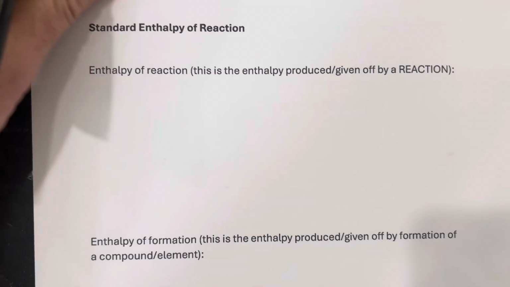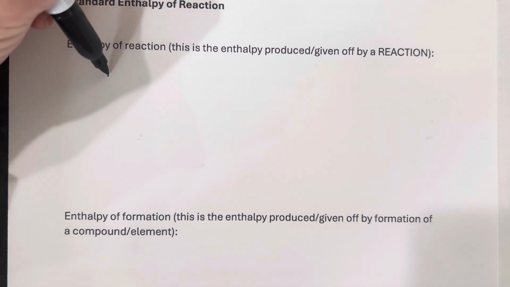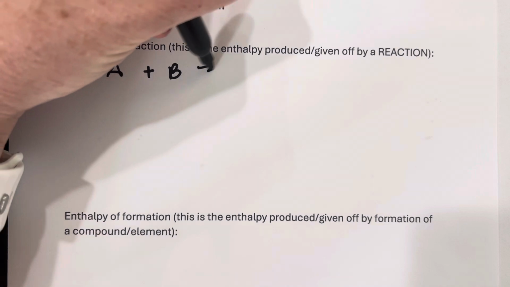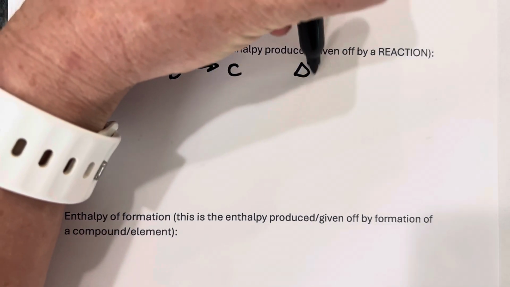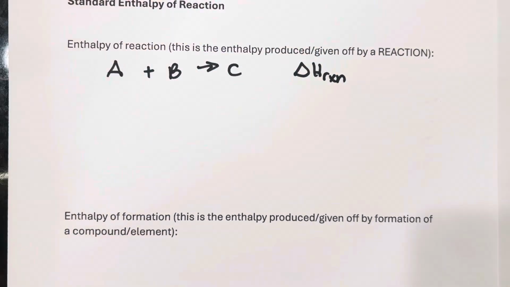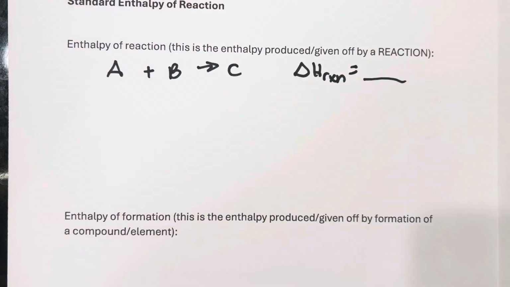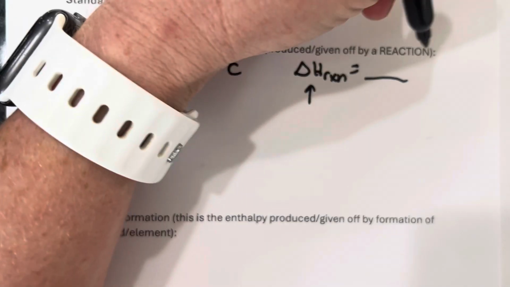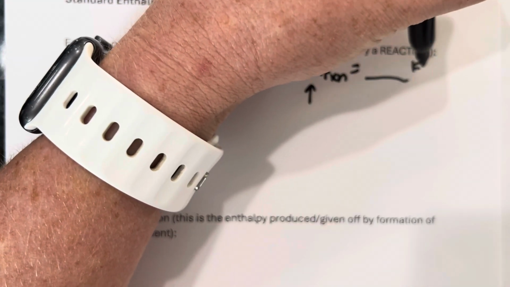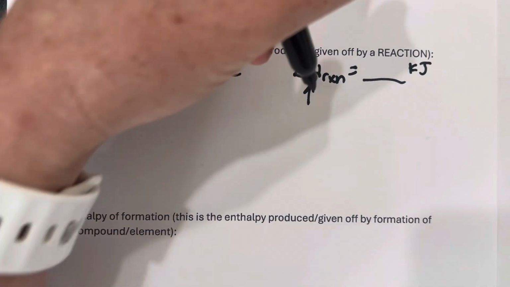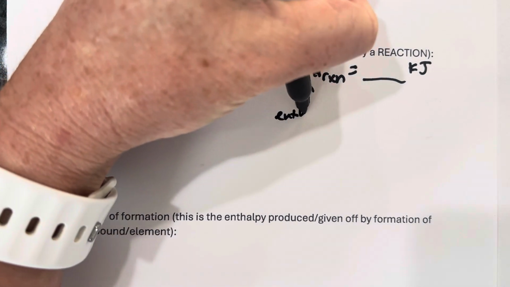Okay, so enthalpy of a reaction. This is the enthalpy that's produced or given off by a reaction. We have already talked about this. This is like when you have some kind of A plus B yielding C thing, and then we always put the delta H of the reaction over here, and it's going to equal whatever it equals, okay? This is always going to be in just plain old kilojoules. This is the enthalpy.